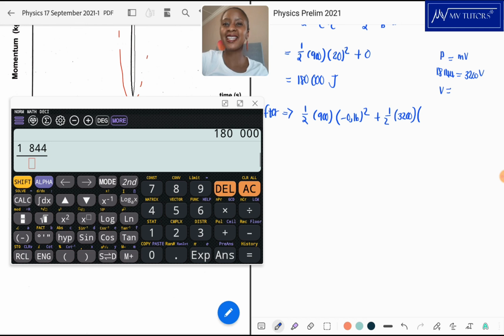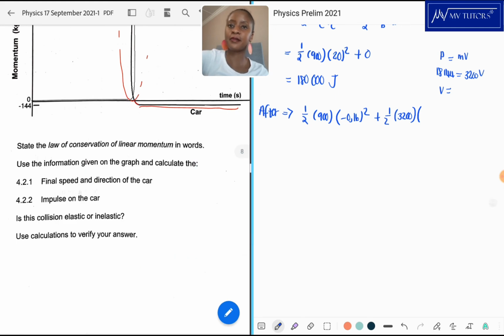So 18,144 divided by 3,200 is equal to 5.67. Okay. All right, 5.67 meters per second. So that's the final velocity, right? So the final velocity, 5.67, squared.